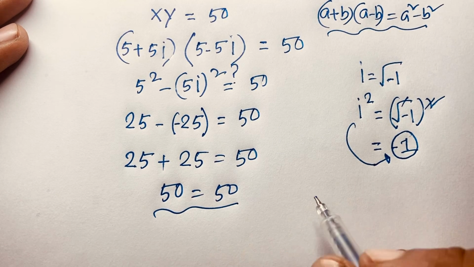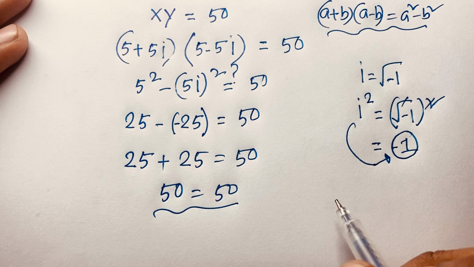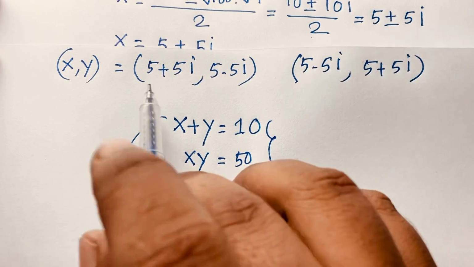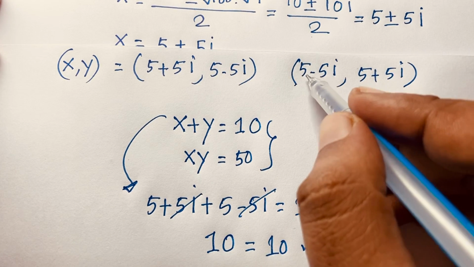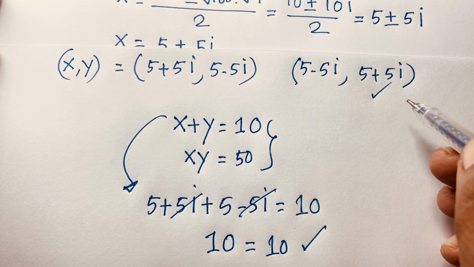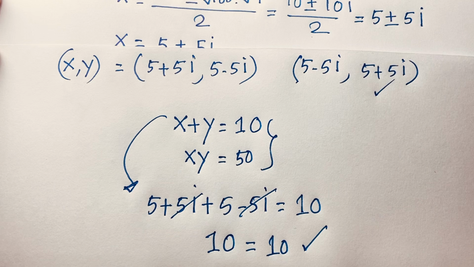So you can see that at this moment left hand side and right hand side is equal. So our final answer is x, y: it will be 5 plus 5i, 5 minus 5i, and when x is equal to 5 minus 5i, this time y is equal to 5 plus 5i. But interesting, here is no real solution, both are complex solutions, both are complex numbers.